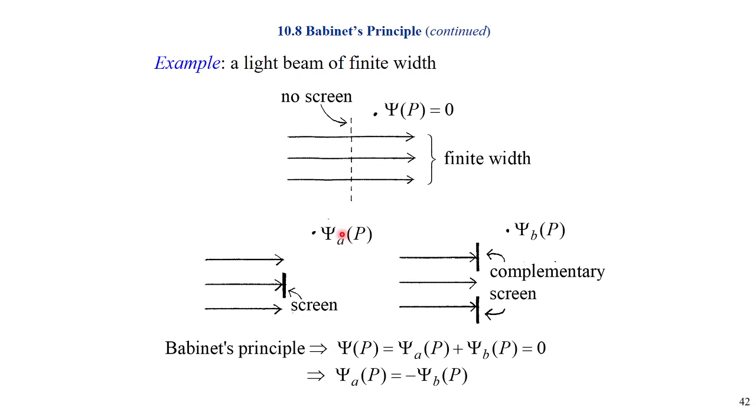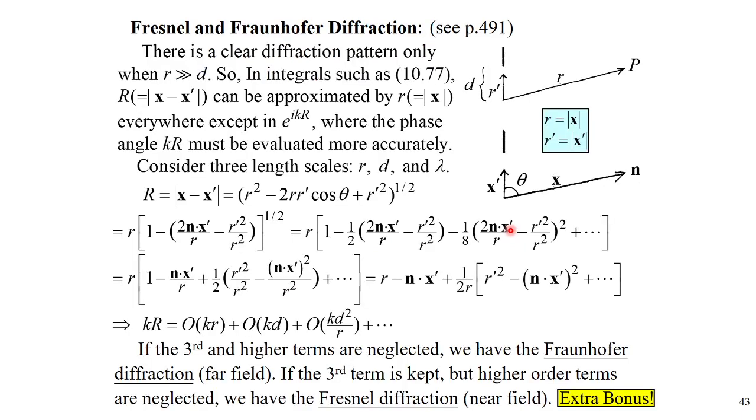So phi a here will be equal to phi b. That is this case, and this case is just out of phase. Okay, now we still have 2 pages to go.